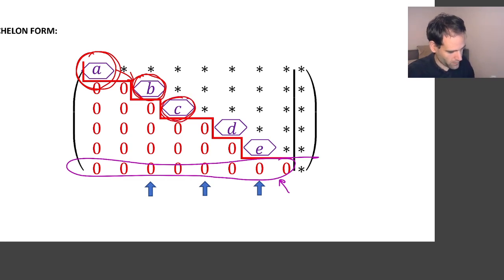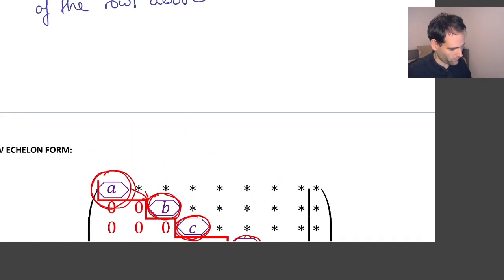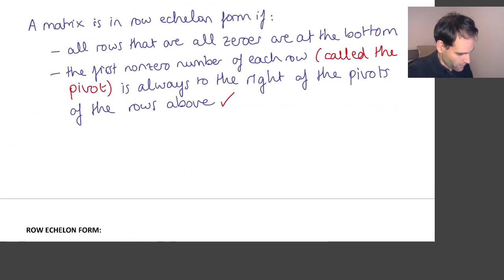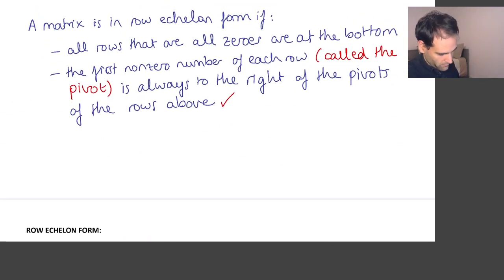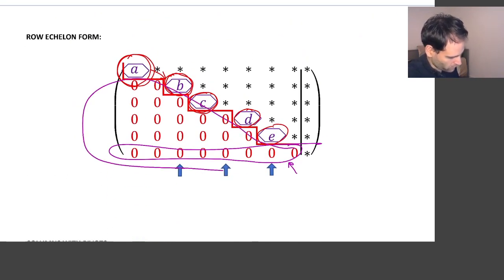C, third pivot. Is it to the right of B? Yes, it is. D, is it to the right of C? Yes, it is. E, is it to the right of D? Yes, it is. Okay? So this matrix fulfills this second condition. When these two conditions are fulfilled, what happens is that there is always this block of zeros on the lower left corner of the matrix. Okay? This is a result of the two conditions. So the definition of pivot, together with the fact that pivots have to be to the right of the previous one, means that you are always leaving zeros on the left.